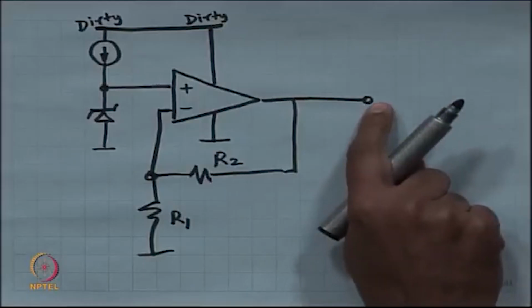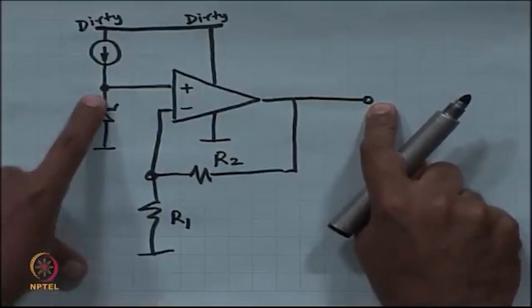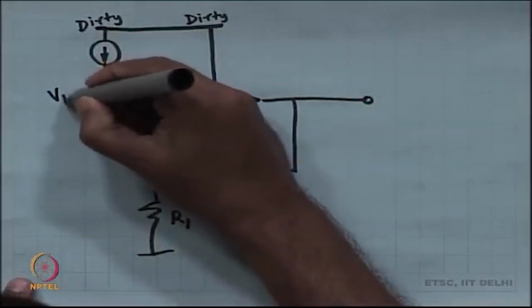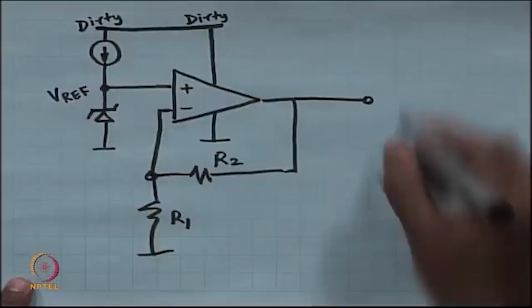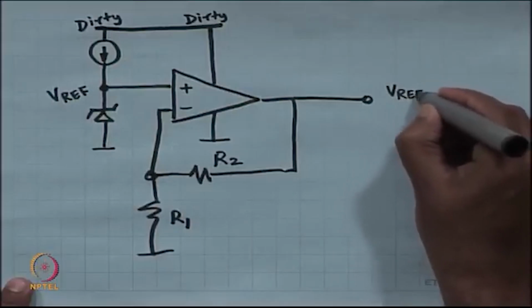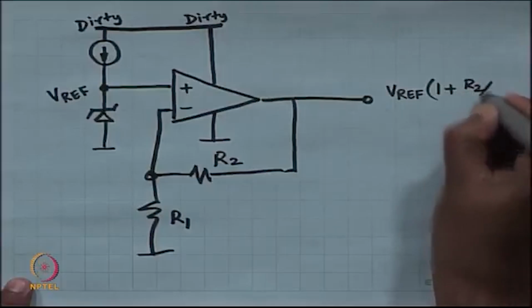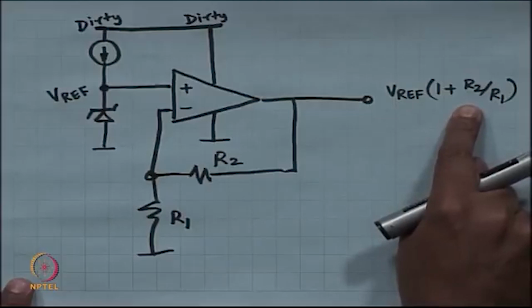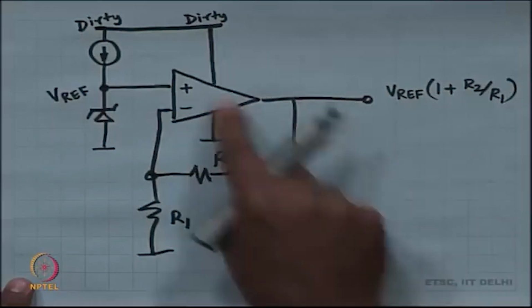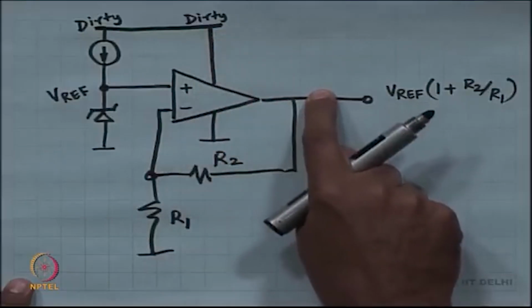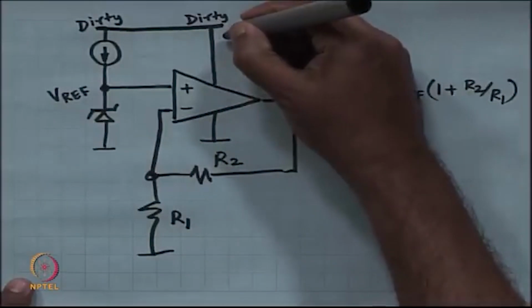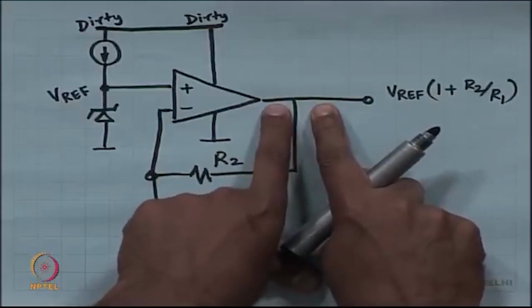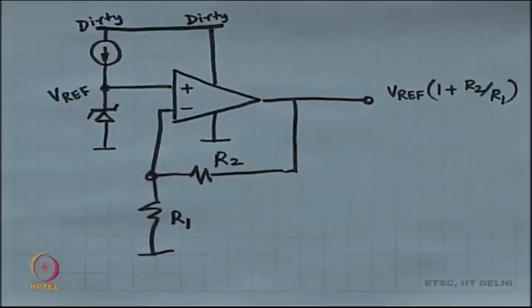What happens? What is this output voltage? This output voltage will be 1 plus R2 by R1 times the original reference voltage. And will it be bouncing? No, it will not be bouncing as long as the effect of the dirty power supply does not come into the output. Typically, it will not, because this is a feedback circuit.